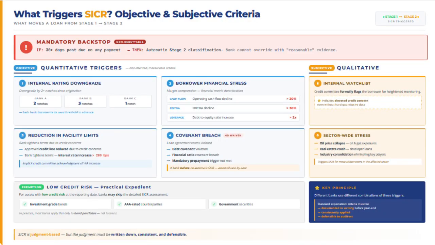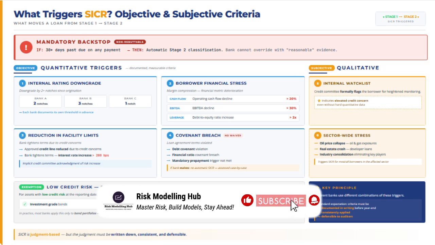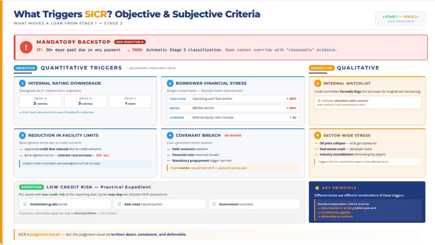Now this is where SICR gets real. There are mandatory triggers, quantitative thresholds and qualitative judgments. And all three work together. First, the non-negotiable rule. If a borrower is 30 days past due on any payment, SICR is automatically triggered. Banks cannot override with reasonable evidence, and this is objective, hard, and automatic. No exceptions. And beyond the 30-day backstop, there are measurable criteria.